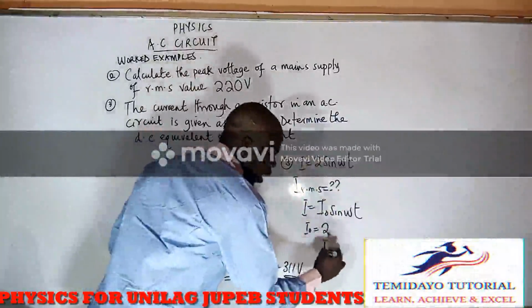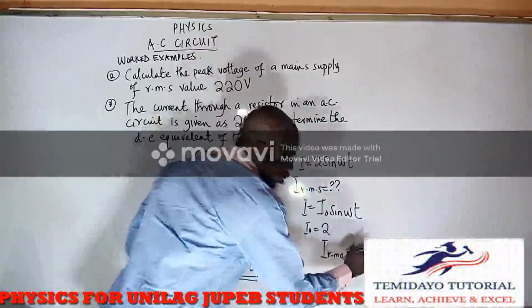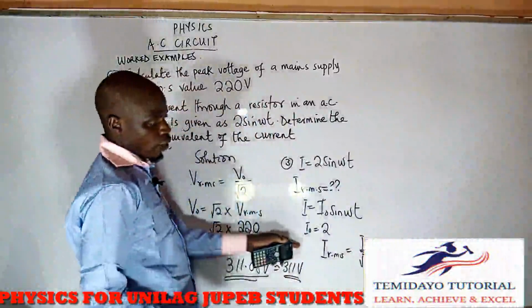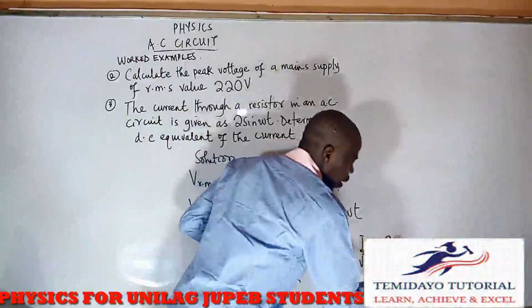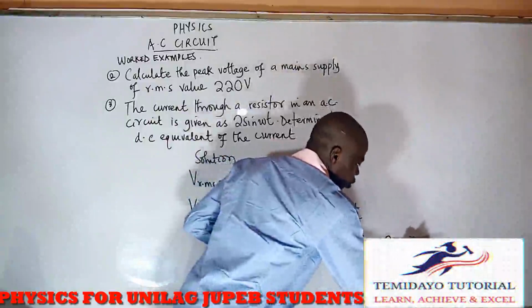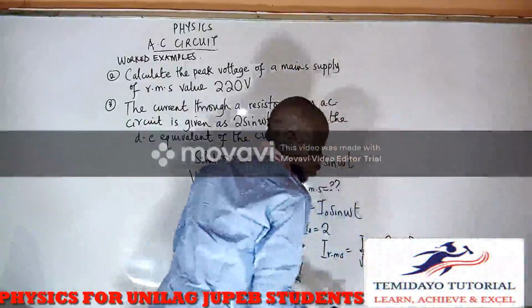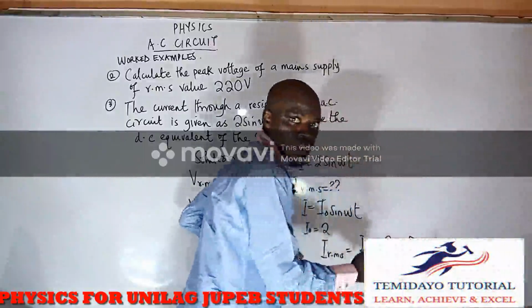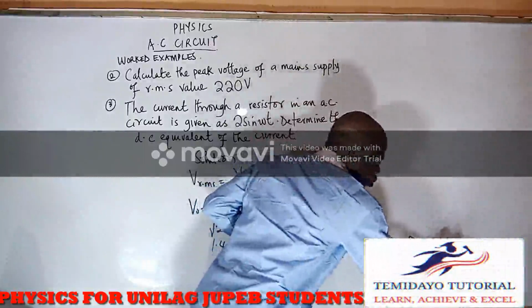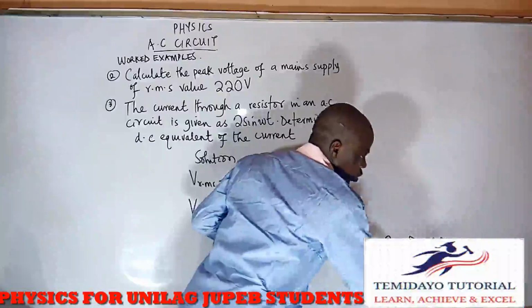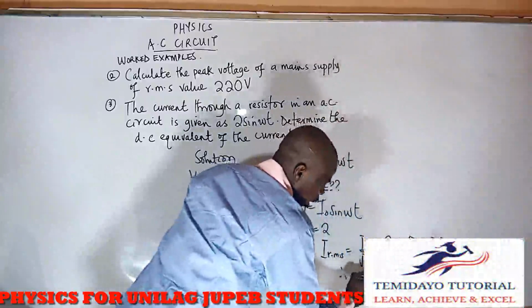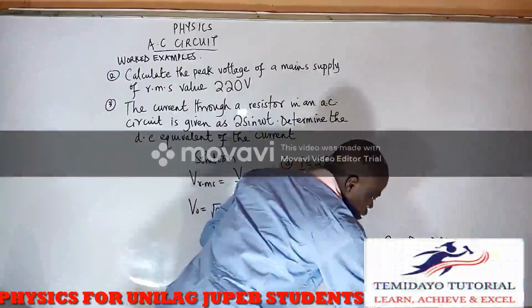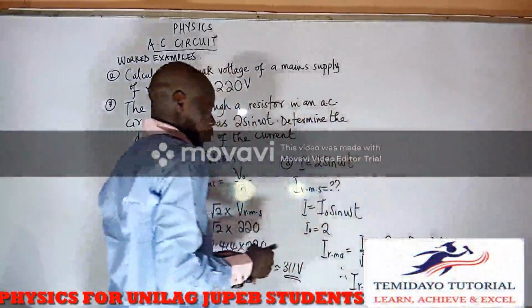We know that our RMS is equal to I naught over root 2. So what's our I naught? That is 2 over root 2, multiplied by root 2 over root 2. So you can see, this is going to give us 2 root 2 divided by root 2 times root 2. So this cancels this. Therefore, our I root mean square is equal to root 2 amp. Root 2 amp. So that's how we solve that.